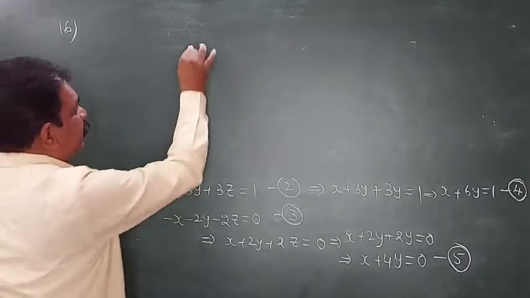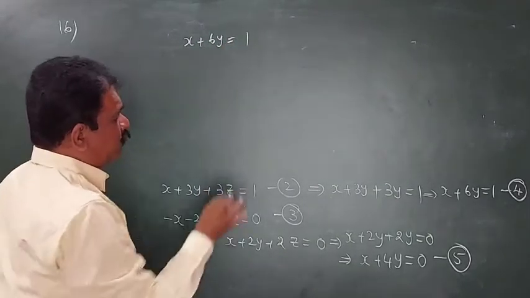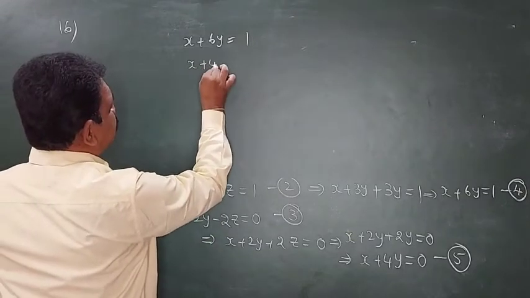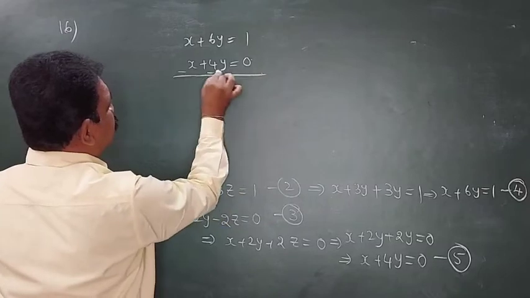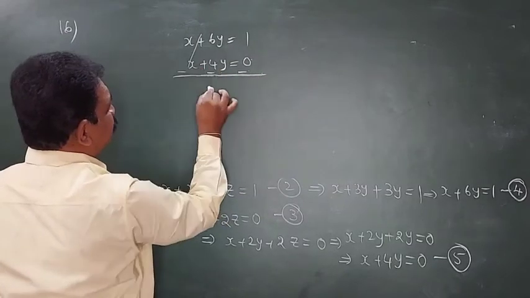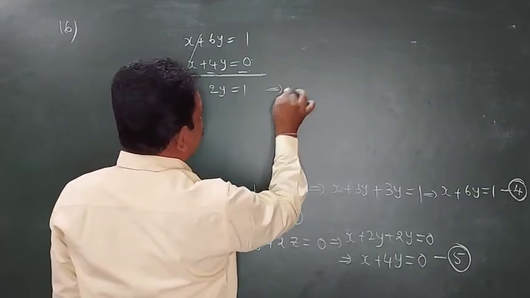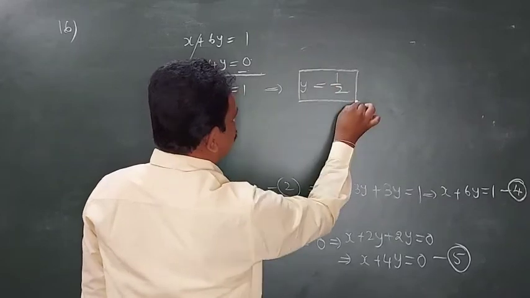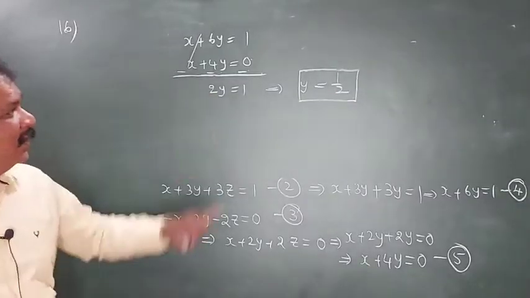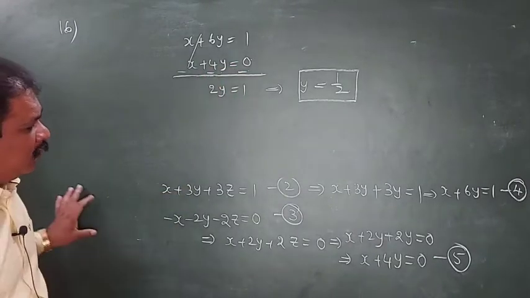So, here X plus 6Y is equal to 1. X plus 4Y is equal to 0. You subtract. These two will cancel. 2Y is equal to 1. Y is equal to 1 by 2. Yes. You use this or this, no problem.